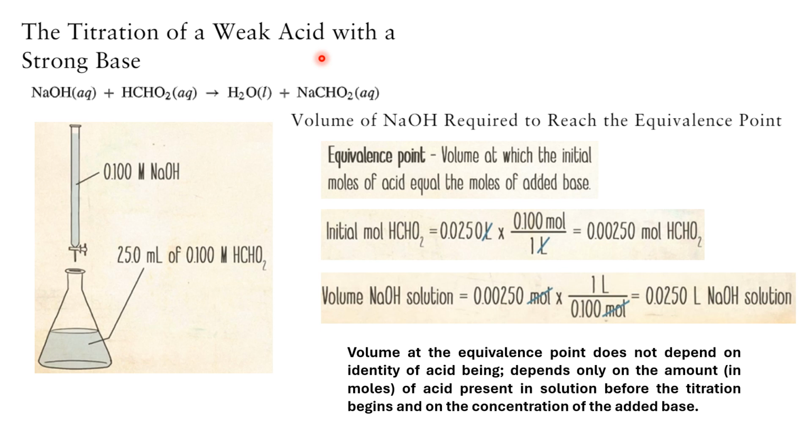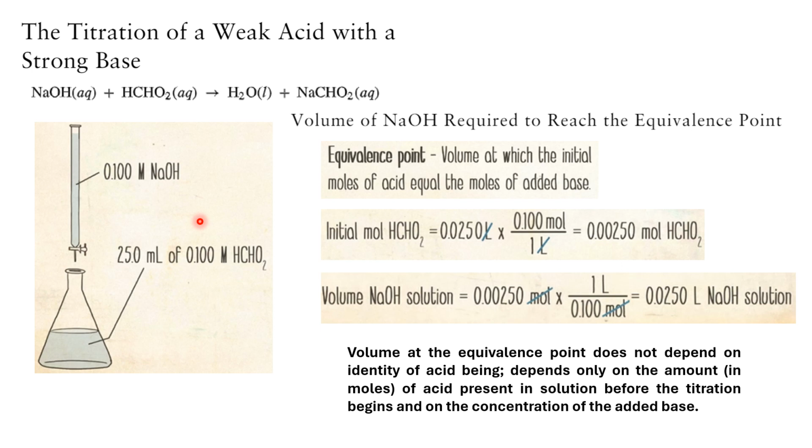So let's say I have a situation where I have 0.100 molar sodium hydroxide, but now I'm not titrating a strong acid, I'm titrating a weak acid. And here it is, this is the example. It's HCHO2. Now remember the first thing we always want to know: we want to know what the equivalence point is. What is the equivalence point here?